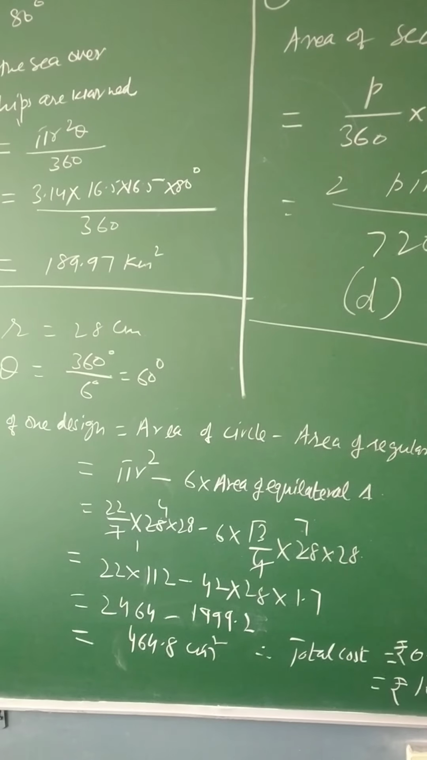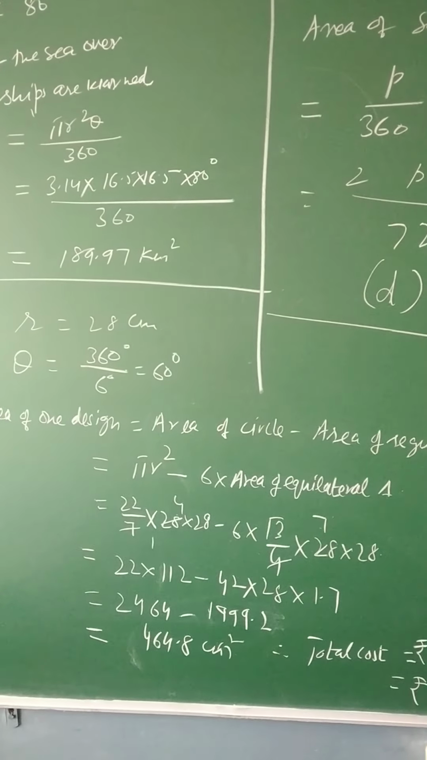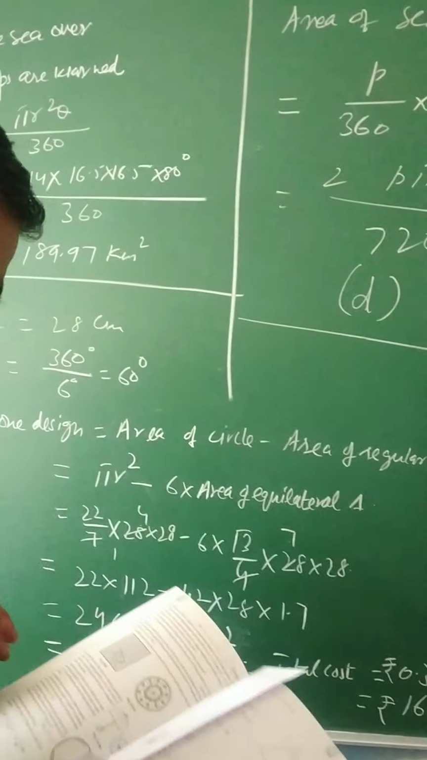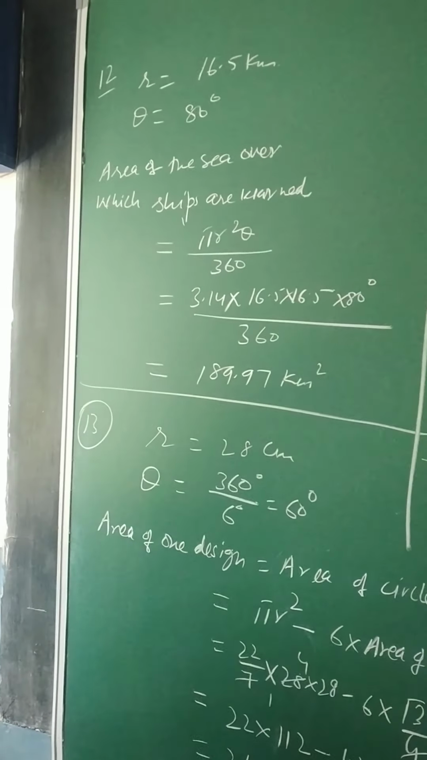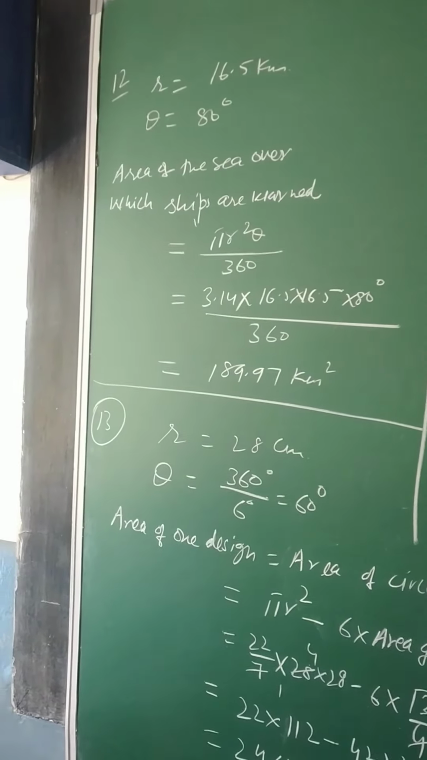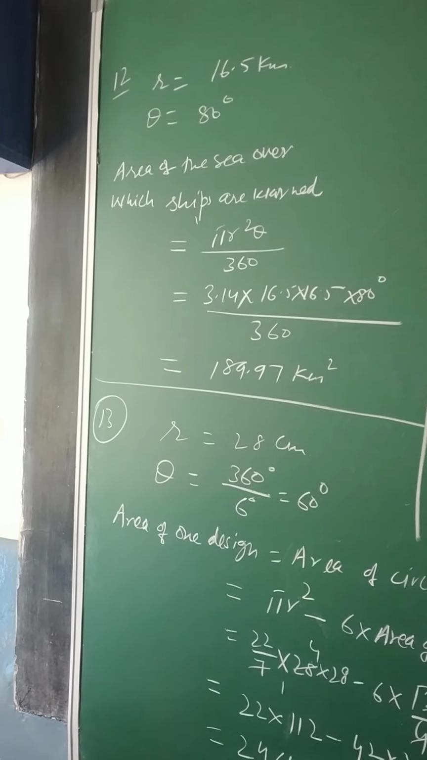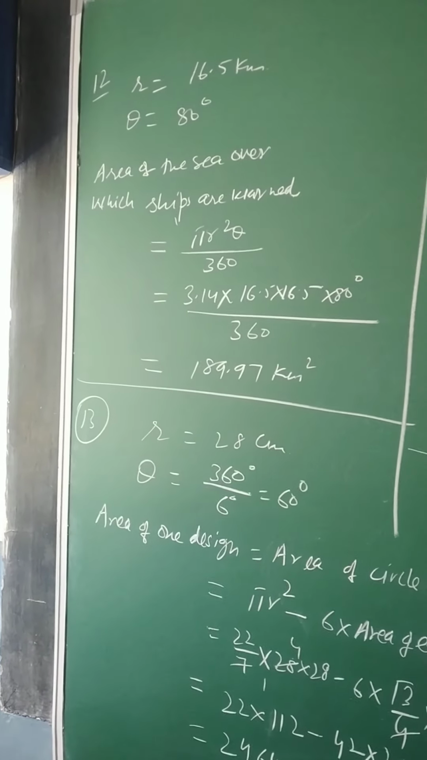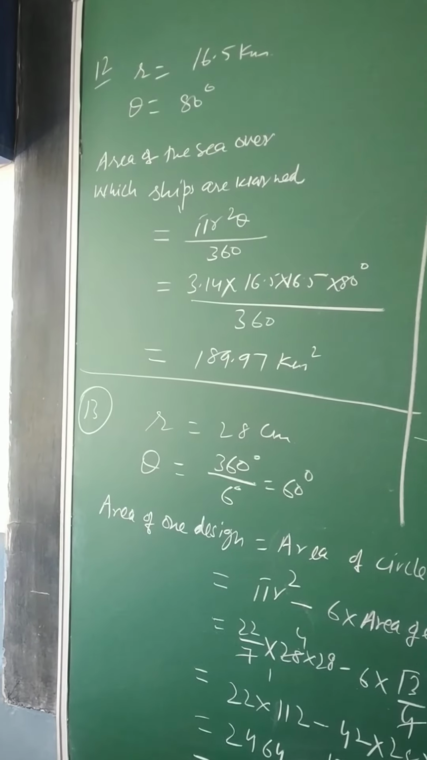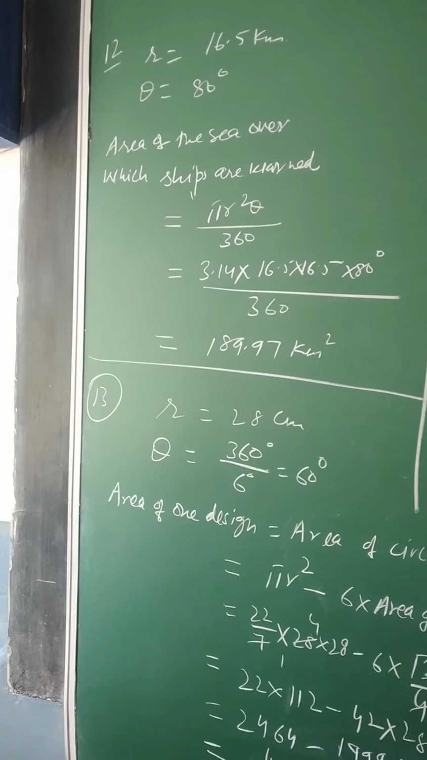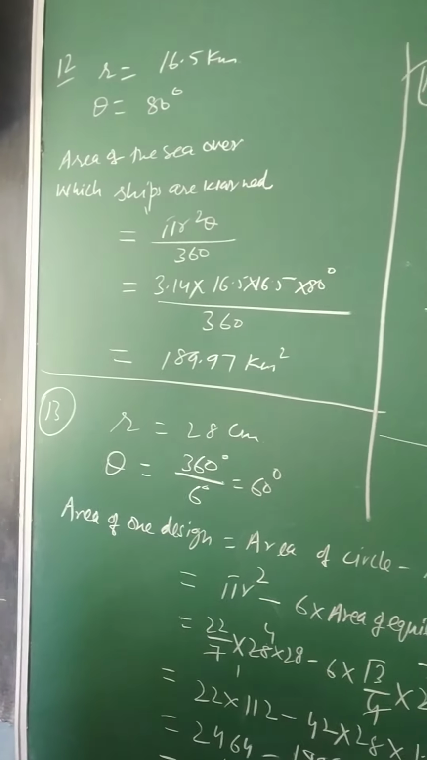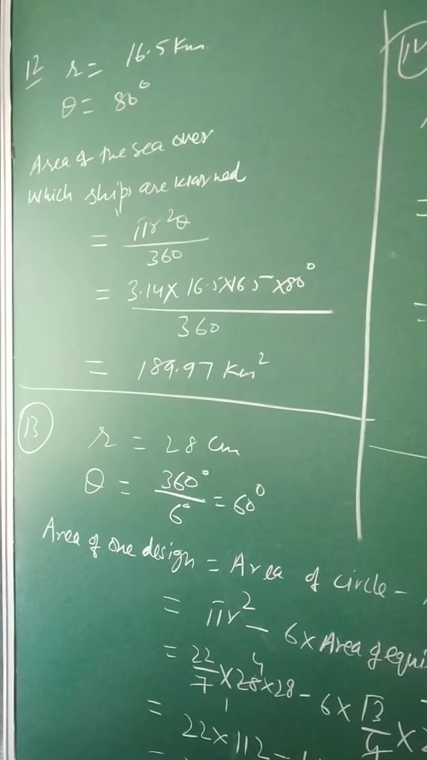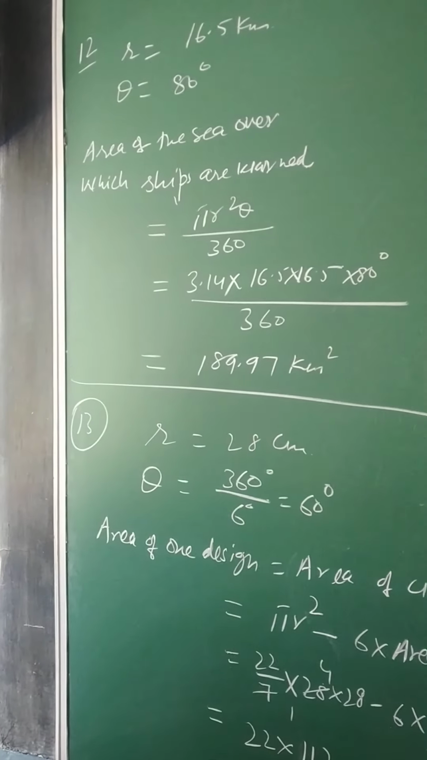Now just hold on for a second. For the 12th question, I will take: for underwater rocks, a lighthouse spreads a red colored light over a sector of angle 80 degrees to a distance of 16.5 km. Find the area of the sea over which the ships are warned. So again, you can see the lighthouse, and that lighthouse is rotating in all 4 directions.